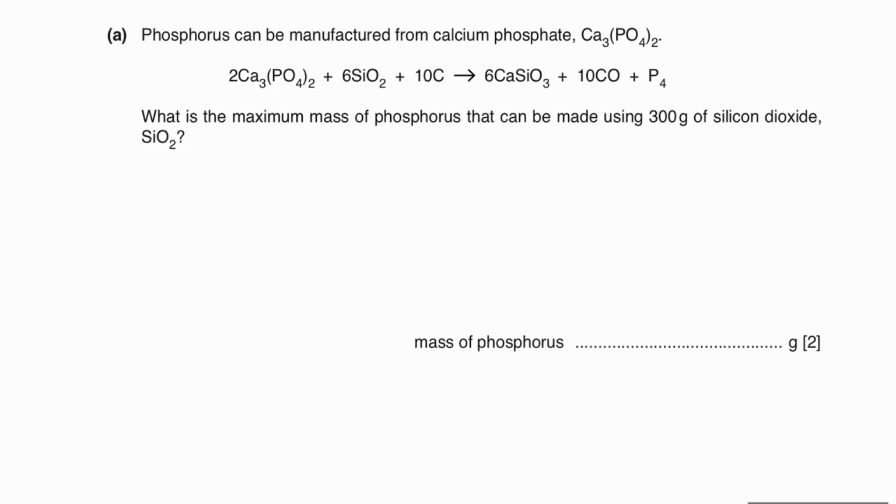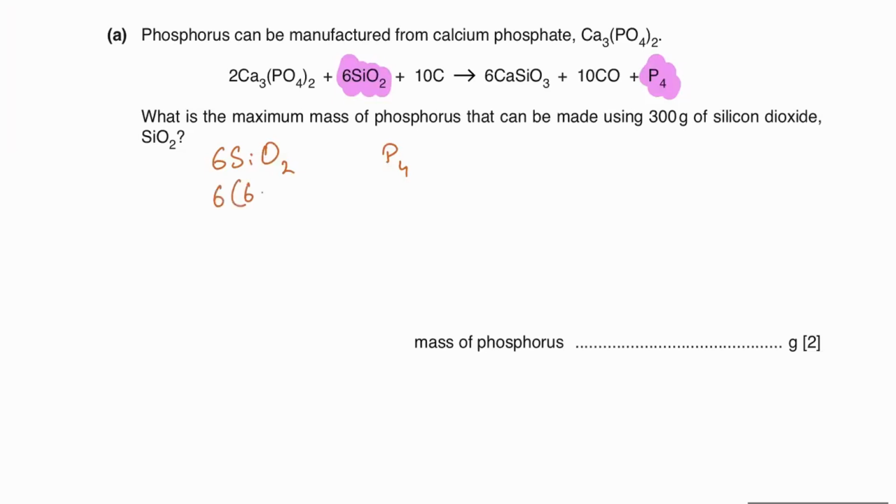Calculate the maximum mass of phosphorus. So phosphorus is the important bit. That can be made using 300 grams of silicon dioxide. So this is the important bit. Okay, so as I said, copy this whole thing. So 6SiO2 and P4. Now I need to find the value of 1 mole. So I need a periodic table for that. Silicon is 28 and oxygen is 16 times 2. So 28 plus 32, 60.